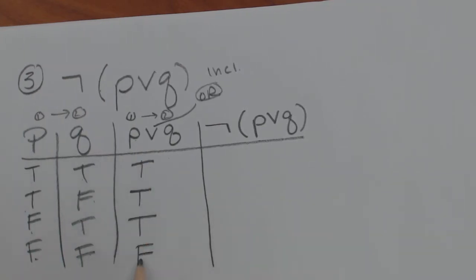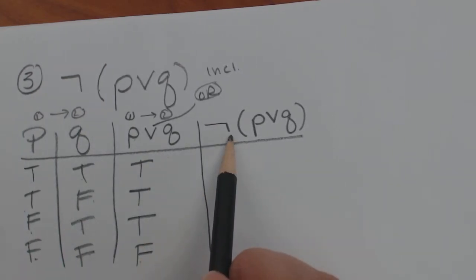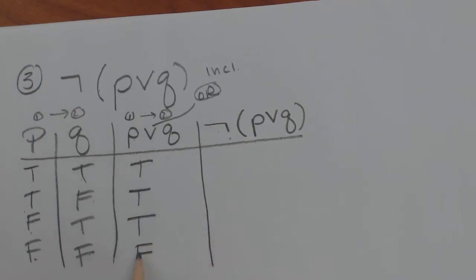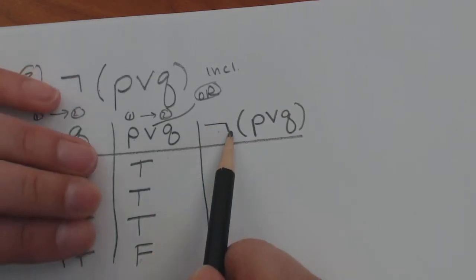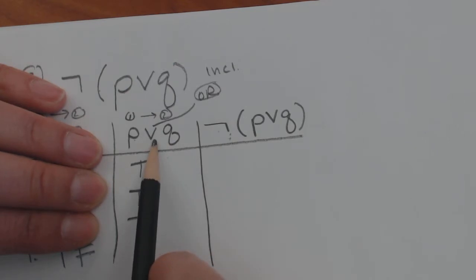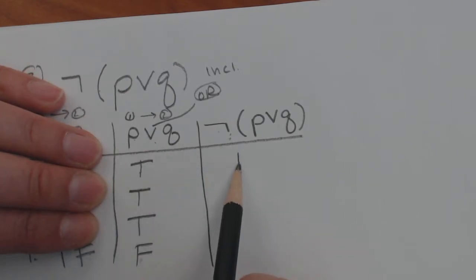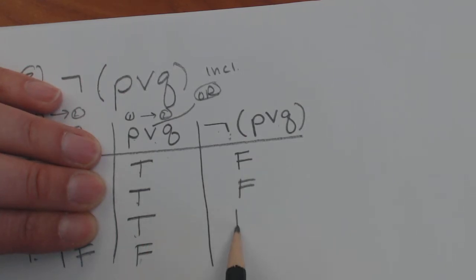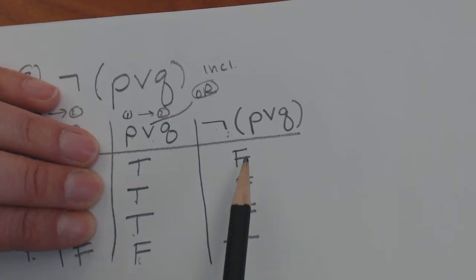Now that we have this down, we have to negate it. So all we're doing is taking this side and negating it. Instead of true, we're now going to go to false. Instead of true, false. True, false. Instead of false, we're going to go to true. These are not all falses, so it's not a contradiction. These are not all trues, so it's not a tautology, so this is neither.